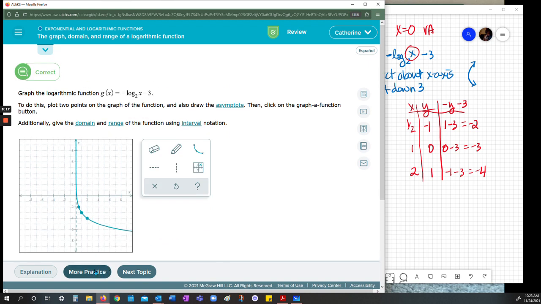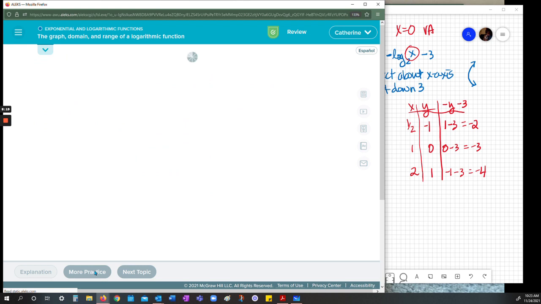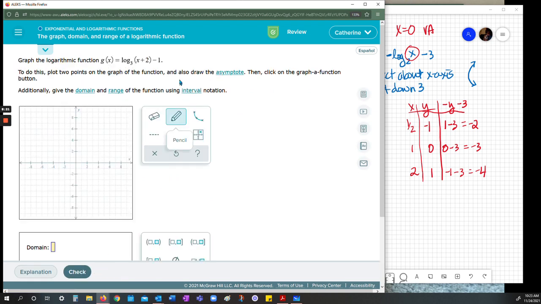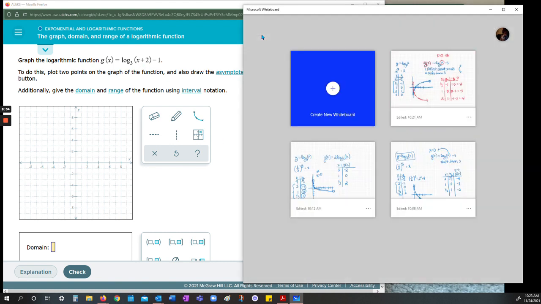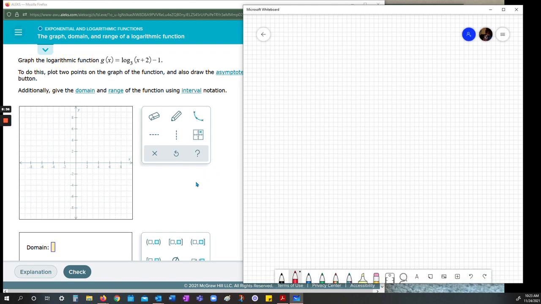Yep, correct. So let me see if I can find maybe one that's... Oh, okay, this will be a good one. So this one's a little different because the shift is inside the parentheses. So this is going to change our domain and our vertical asymptote. So that's a good one to look at. So, okay. So looking at this g of x, log base 3 of x plus 2, and then minus 1.